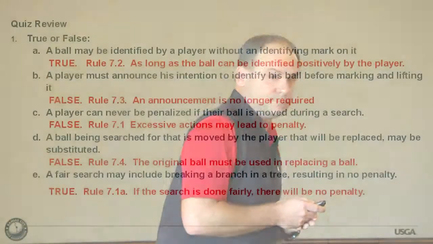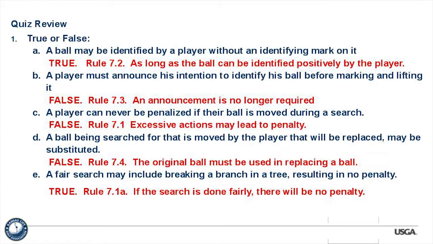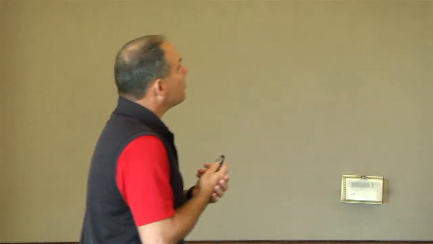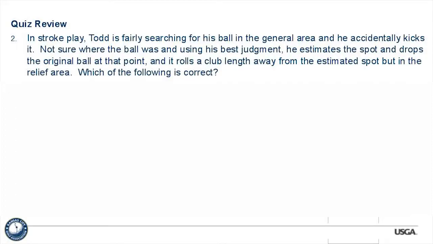But I might be on the hook for a penalty if I wasn't searching for it. So, okay. A fair search may include breaking a branch in a tree, resulting in no penalty. True. Yeah, as long as we're fairly searching for it and it breaks a branch, there's going to be no penalty.